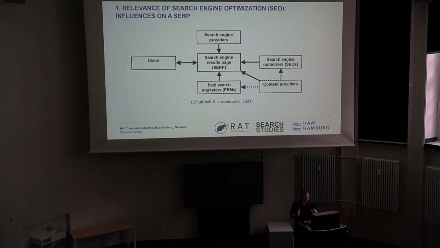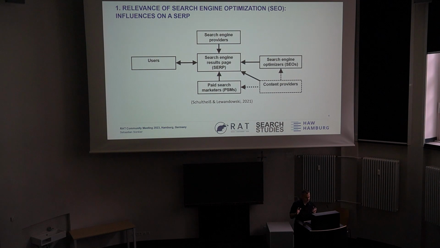And what you can see here is that search engine providers like Google and Microsoft, and also users, have an influence on the search engine result page, but the biggest influence comes from advertisement. And one method to do it is paid search marketing, like booking text advertising on search engine result pages to get better visibility, and also search engine optimization.